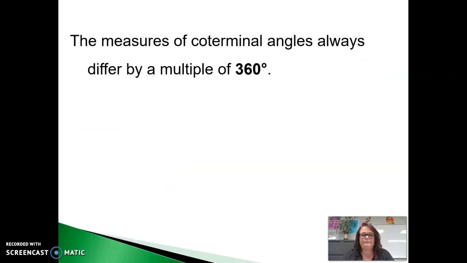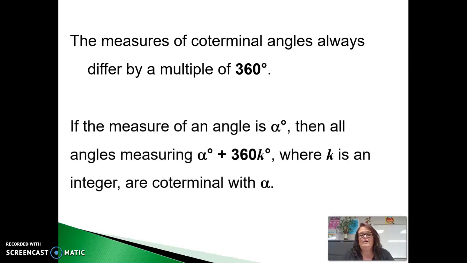The measures of coterminal angles always differ by a multiple of 360 degrees because that's one full revolution. So if the measure of an angle is alpha, which looks like a little fishy, alpha degrees, then all angles measuring alpha degrees plus 360k, where k is an integer, is also going to be coterminal with alpha. Like in the previous example, we added 360, we added 720, we subtracted 360. So those are k values of 1, 2, and -1 in order to get those measurements.